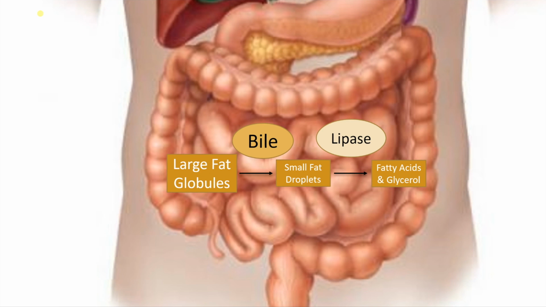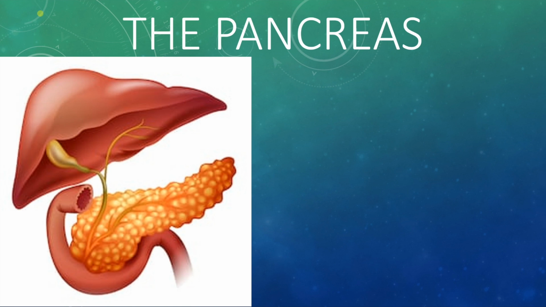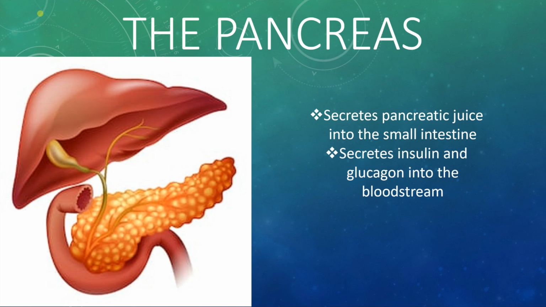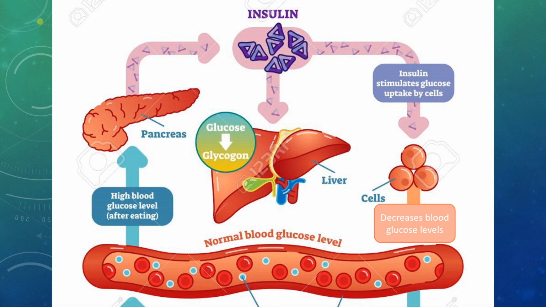And last but not least, the pancreas. We've already learned about how the pancreas secretes pancreatic juice containing digestive enzymes and bicarbonate ions into the small intestine. What we haven't mentioned, though, is the role of the pancreas in secreting the hormones insulin and glucagon into the bloodstream. Insulin is released by the pancreas in response to high blood glucose levels.